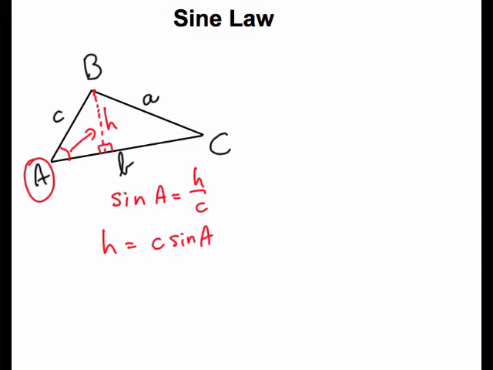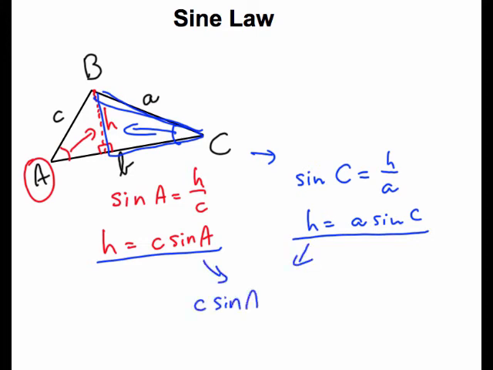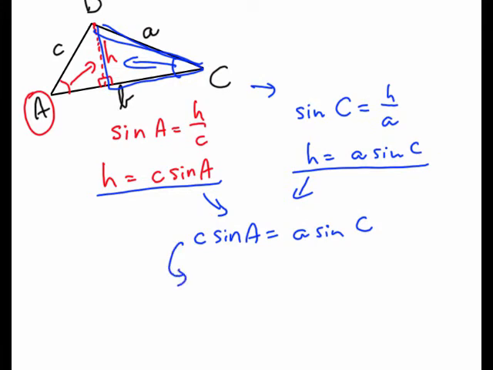Alright, now I'm going to do a similar thing with this right triangle, focusing in on angle C. I'm going to write the sine of angle C is opposite h over the hypotenuse, which would be a, and if I isolate h here, h would be a times sine C. Now since both of these expressions are equal to h, we could say that c sine A is equal to a sine C. I could rearrange this equation in many ways, but I'm going to divide both sides by a times c to get sine A over a equals sine C over c.